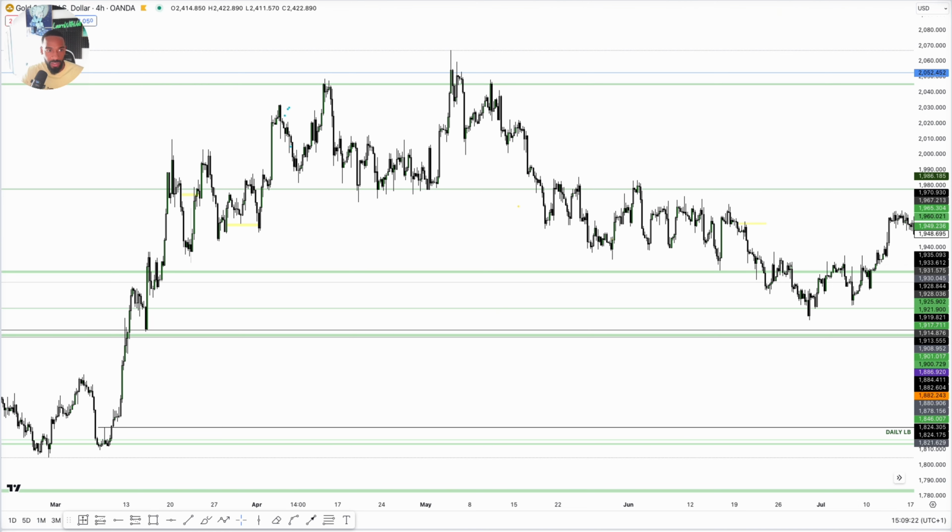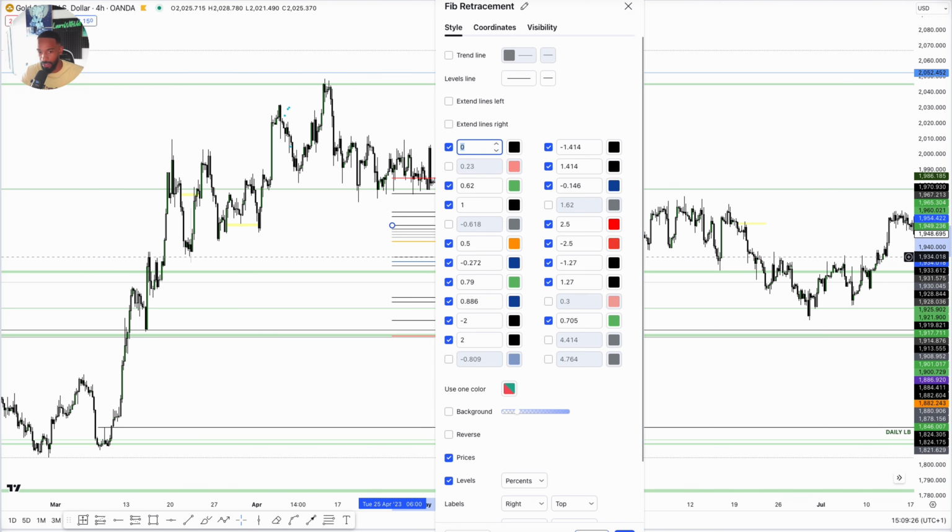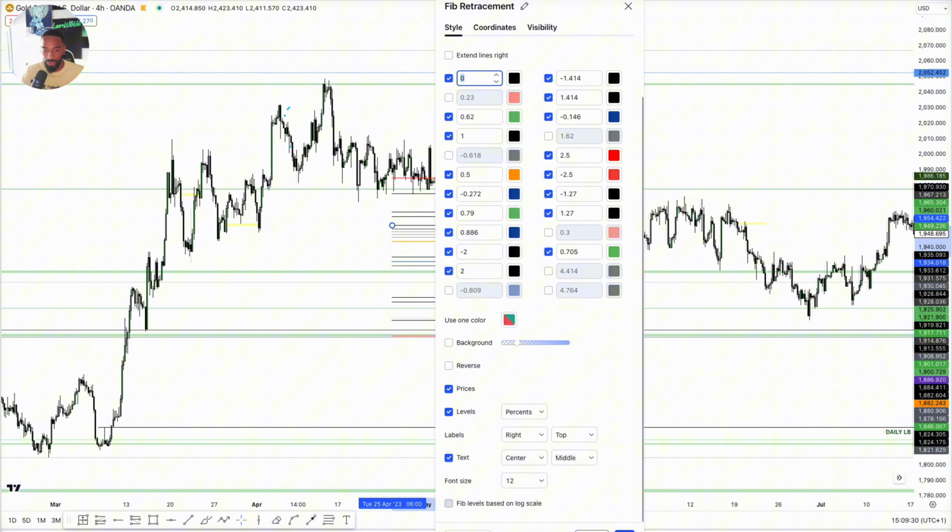Okay guys, so we're gonna start off by sharing with you my Fibonacci numbers. This is gonna be the most important part. So as you can see here, these are the numbers. Take a screenshot, guys, and make sure all of your settings are exactly like mine, okay?